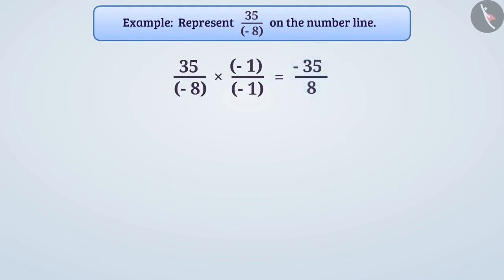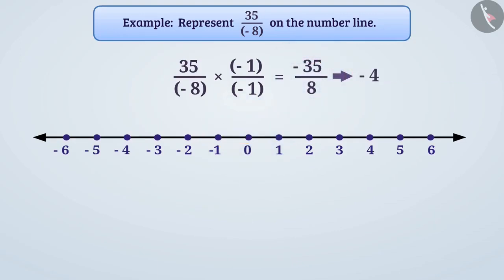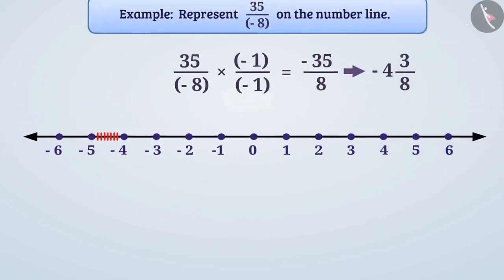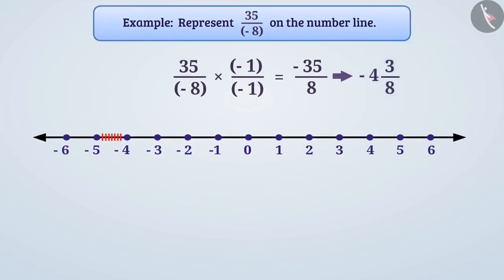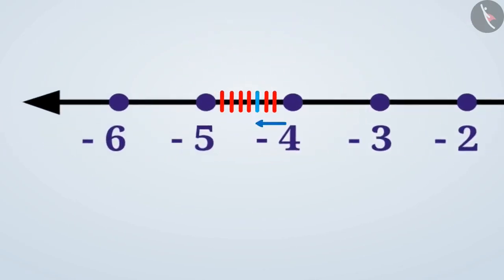Minus 35 by 8 is a negative rational number, so its position is to the left of 0. We can write minus 35 by 8 as minus 4 and 3 by 8. This shows us that the position of the given rational number is between minus 4 and minus 5. To find the exact location, we divide the unit distance between minus 4 and minus 5 into 8 equal parts. We will denote minus 4 and 3 by 8, meaning minus 35 by 8, by taking 3 parts out of these 8 parts.